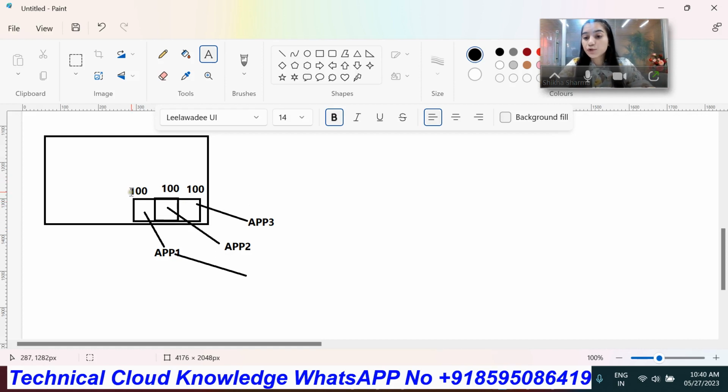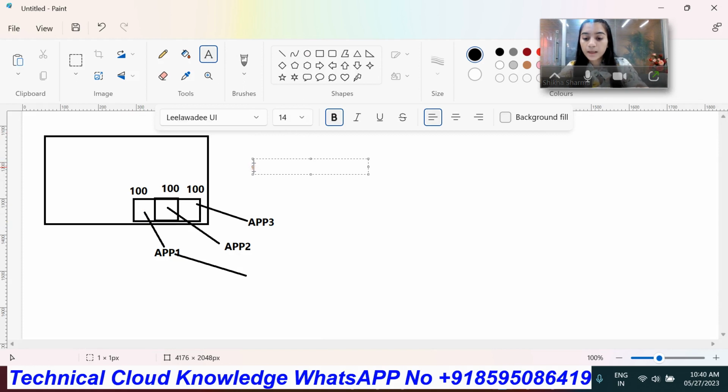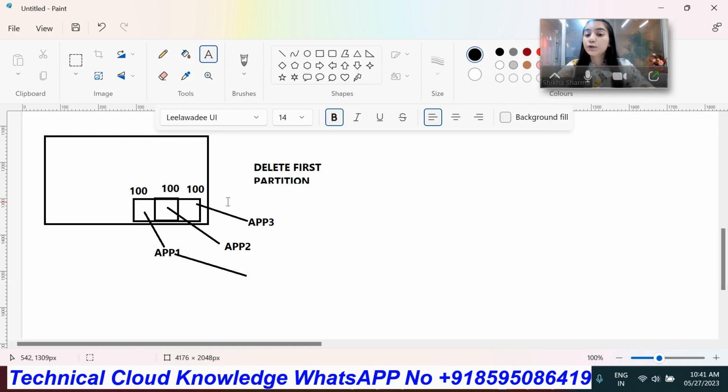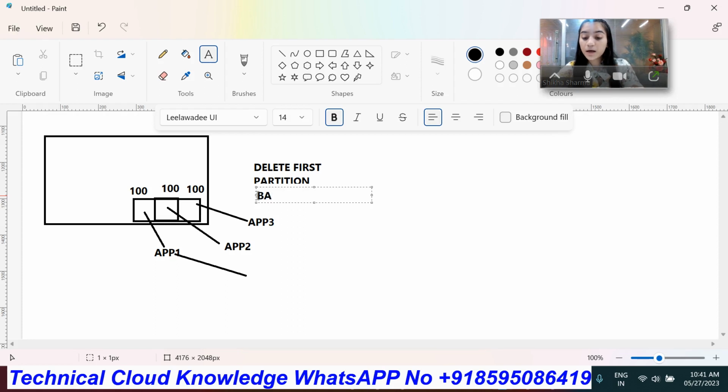So in such a situation, first we need to delete this partition. Delete the first partition. This is the first step. Then, at the same time as you delete the partition, you need to take the backup of this file system. Take the backup in another hard drive, so that we can restore our backup later.